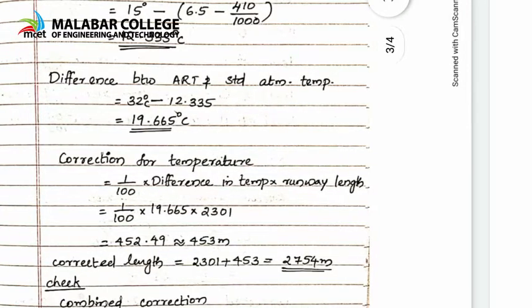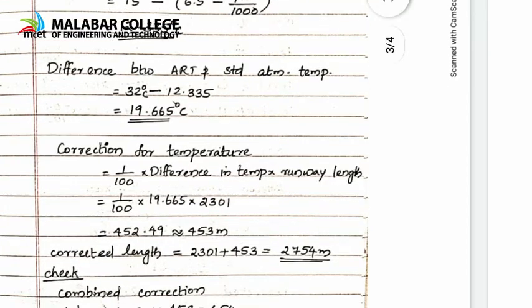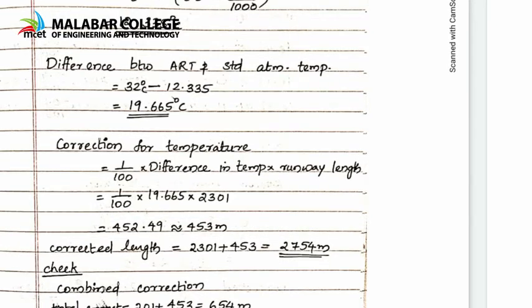Then finding the correction for temperature, that is equal to 1% of the difference in temperature times runway length. 1% means 1 by 100 into the difference in temperature, 19.665 degrees Celsius, into the runway length after correction for elevation, that is equal to 2301 meter. Then we get 452.49, that is approximately equal to 453 meters. Then the corrected length is equal to 2301, the length after correction for elevation, plus 453, the correction for temperature, that is equal to 2754 meter.